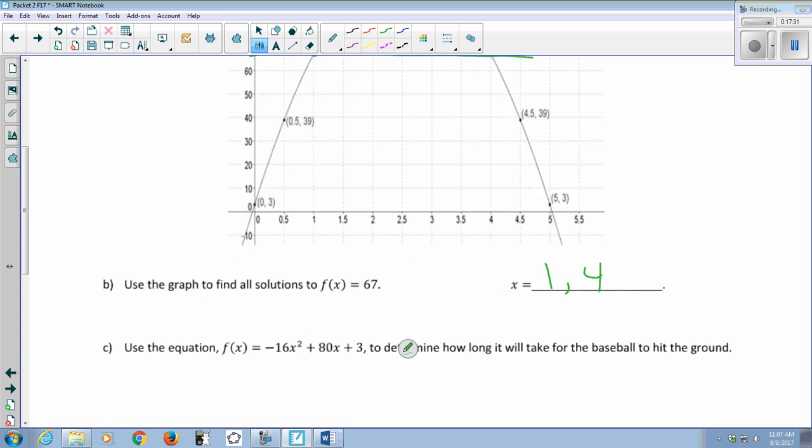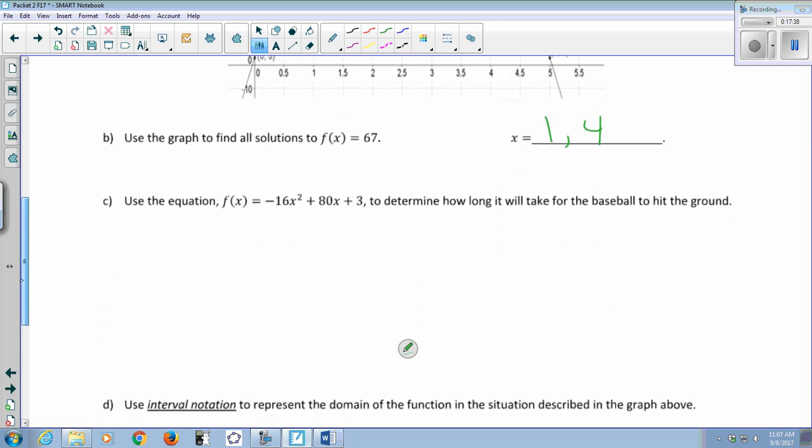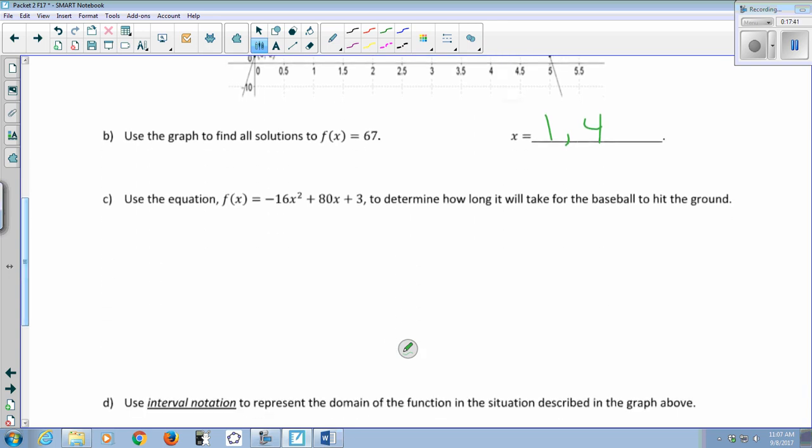And then I want to use that equation to determine how long it will take for the baseball to hit the ground. Well, when a baseball hits the ground, it is 0 feet above the ground. I'm trying to solve for how long, which means I'm solving for x, which is time. So how long until my y-coordinate is 0?